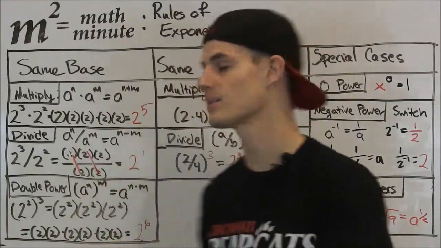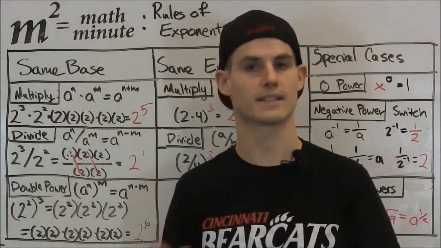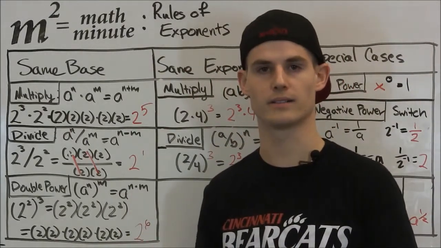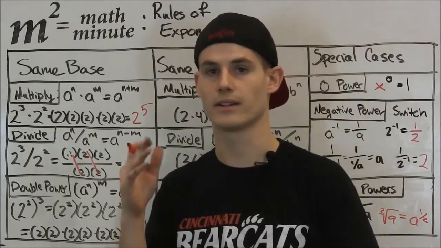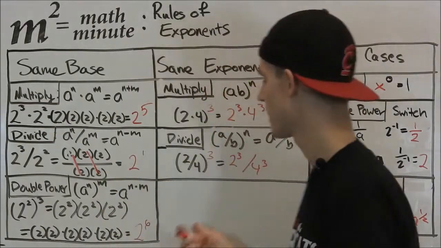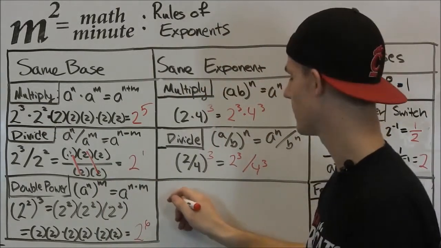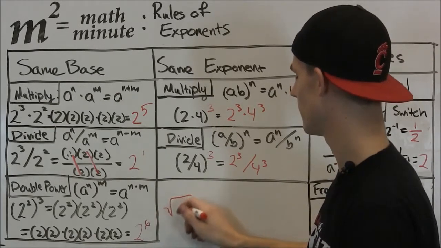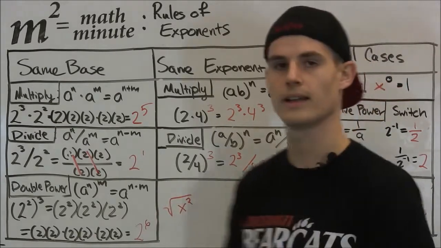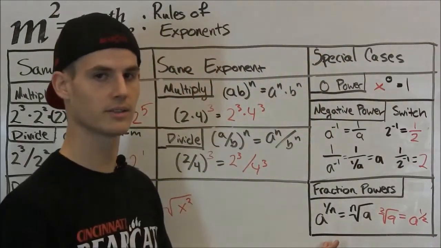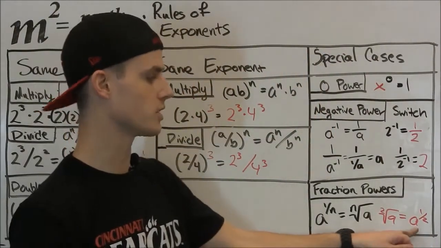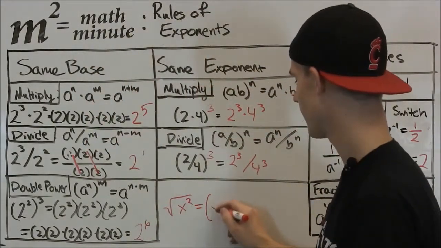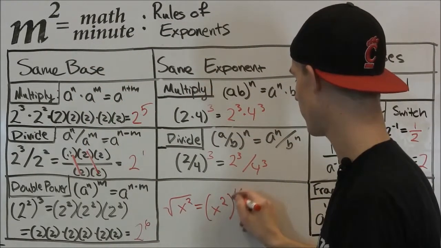Now we want to combine some of these rules to show an example of something. We know that the square root of x squared is going to be x. They're inverses of each other. They cancel each other out. So let's just show why. So we have the square root of x squared. Now what we just showed here with fraction powers is that the square root is just that to the 1/2 power. So this is just x squared to the 1/2 power.